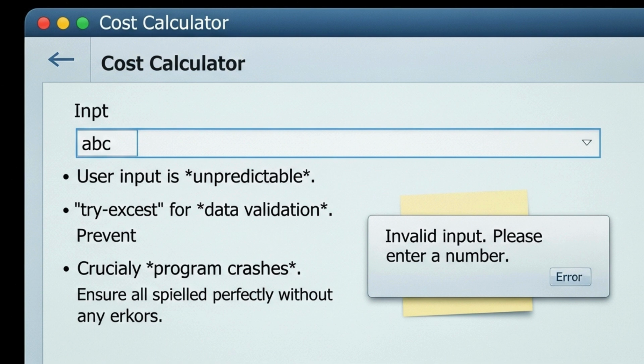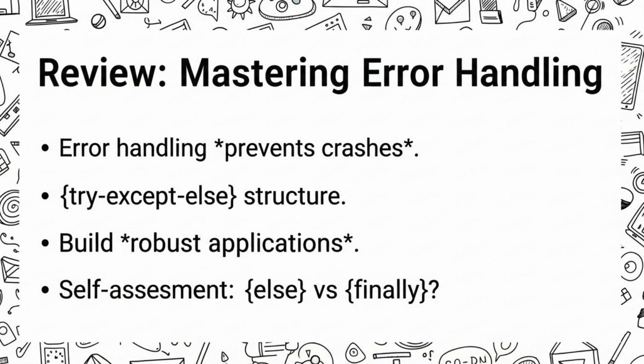We've covered a lot in this lesson on error handling. To recap, understanding how to handle errors is crucial because it prevents your programs from crashing due to unexpected inputs or external conditions. We explored the full try-except-else-finally structure, learning how try monitors for errors, except catches and handles them, else executes on success, and finally ensures crucial cleanup tasks are always performed. By mastering these constructs, you can proactively build robust applications that are resilient, user-friendly, and reliable even when things don't go as expected. This is a fundamental skill for any serious programmer.